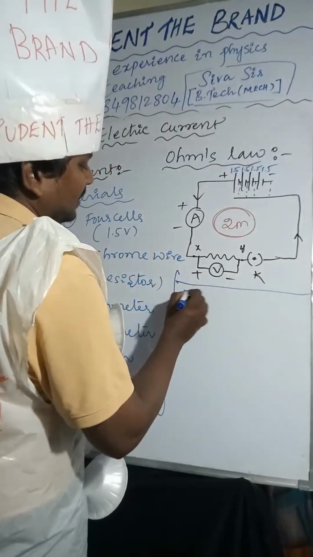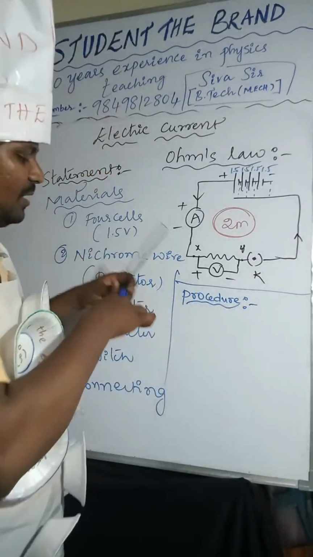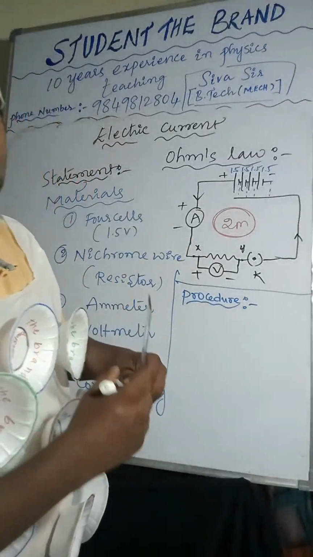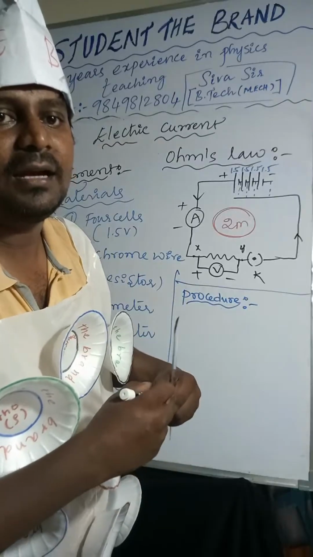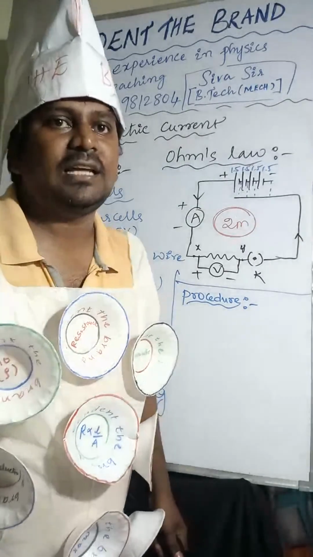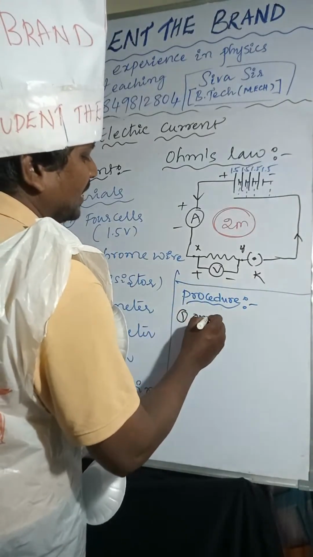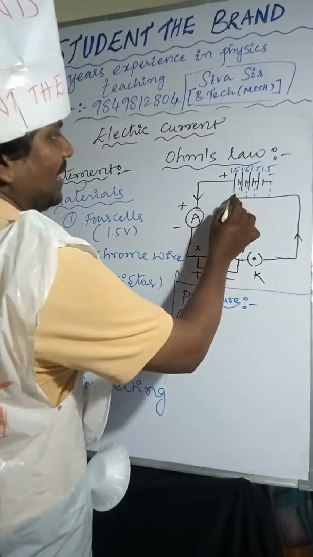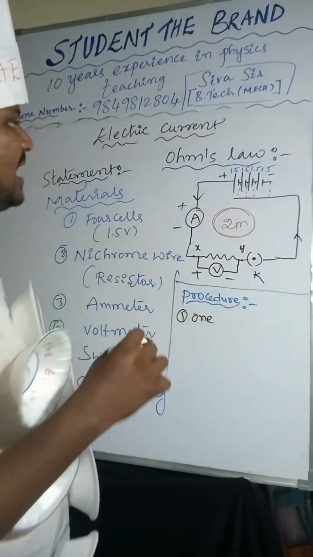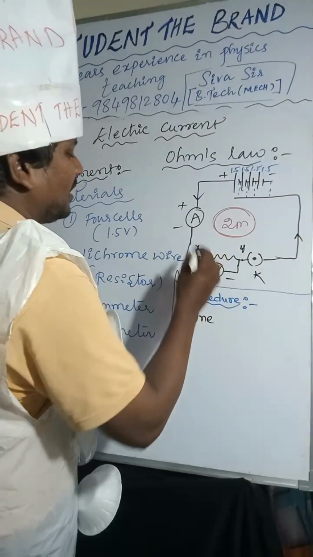Next one, procedure. So what is the procedure? Take one cell first. You have to connect one cell. That is the reason I am drawing the dotted lines. First you have to connect one cell and note down the reading of the ammeter and voltmeter.